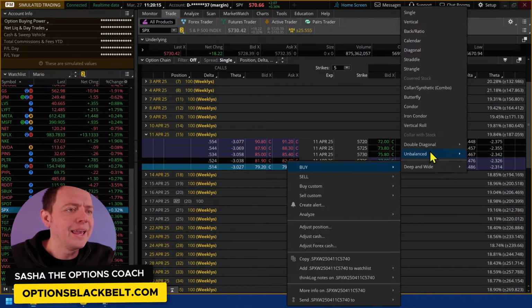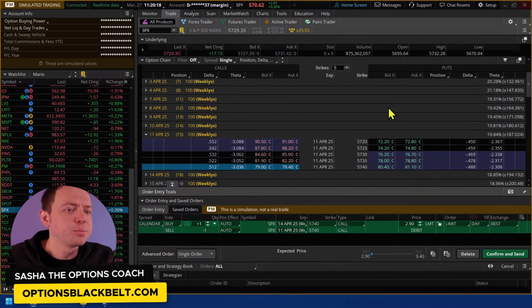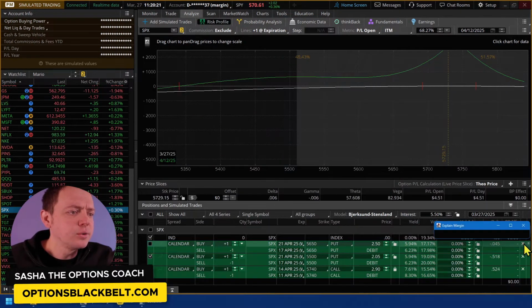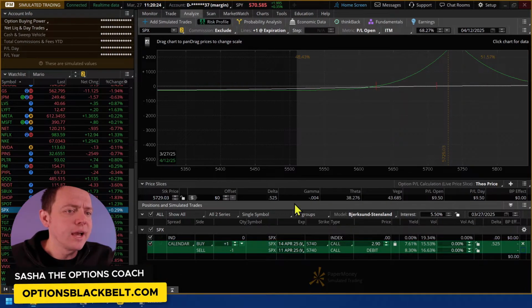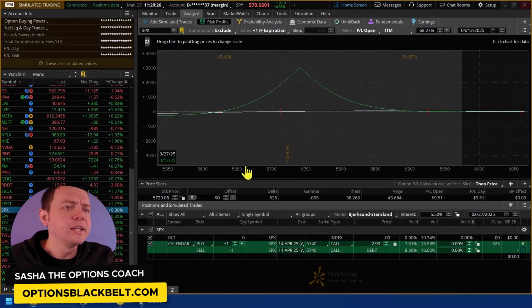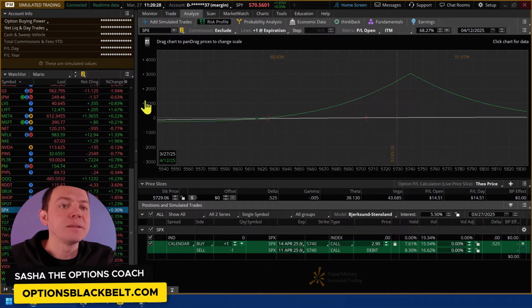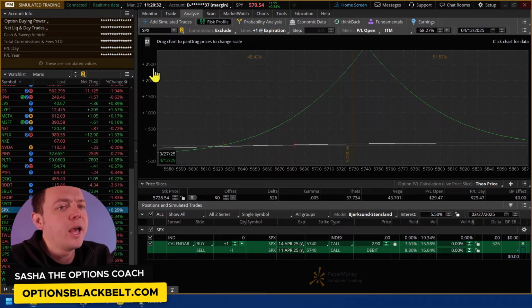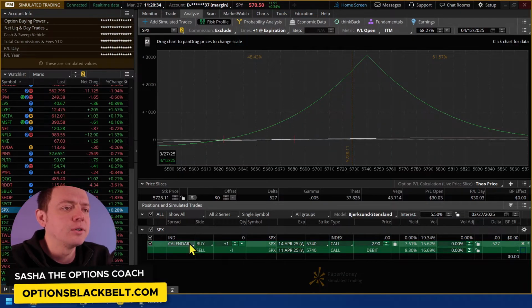I'm going to start with a calendar spread, that way you can see the construction, and what we're going to do then is rotate it into a diagonal. A calendar spread is one at the money that you're selling, or it could be out of the money, but it's the same strike, and then the one that you're buying is a little further out in time. Now, this is looking for non-directional movement.